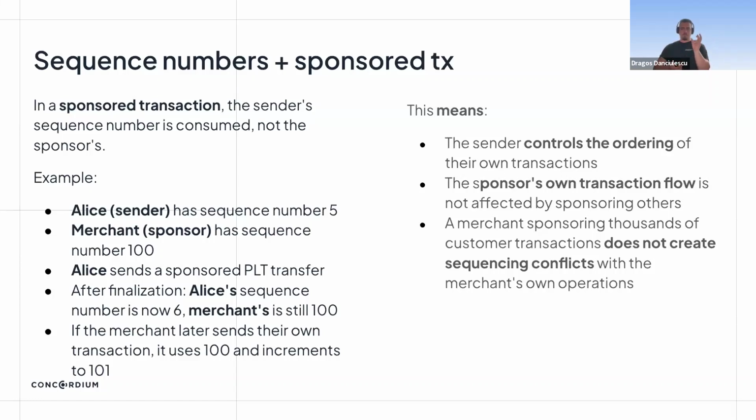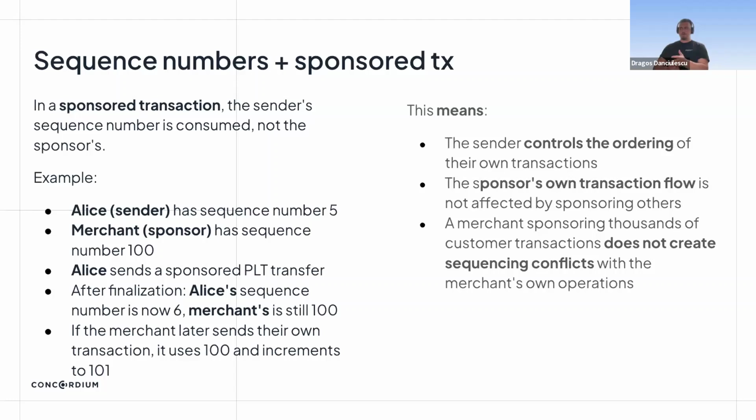If Alice sends a sponsored PLT transfer, after finalization, her sequence number will increase to 6, while the merchant's will still be 100. If the merchant later does any other separate transactions, only then will the sequence number increase to 101. This means that the sender will control the ordering of their own transactions, and the sponsor's own transaction flow is not affected by sponsoring any other accounts.